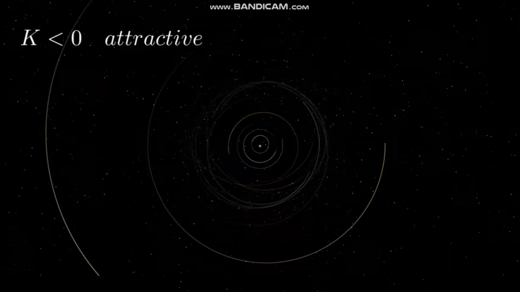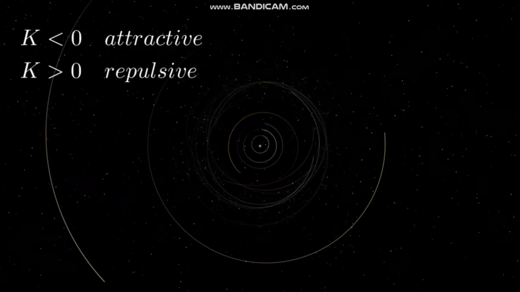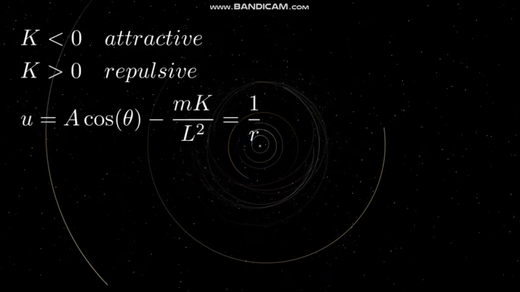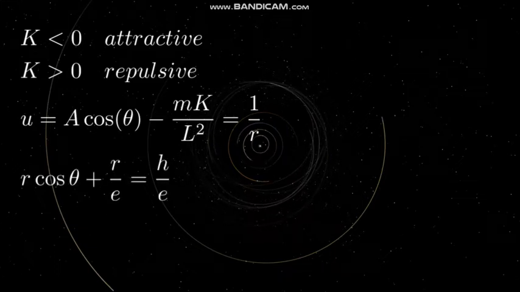If k is negative, such as in the case of gravity, the force is attractive and the trajectory curves towards the centre of the force. If k is positive, the force is repulsive and the trajectory curves away from the centre of the force. This equation is of the same form as the general equation for a conic section.